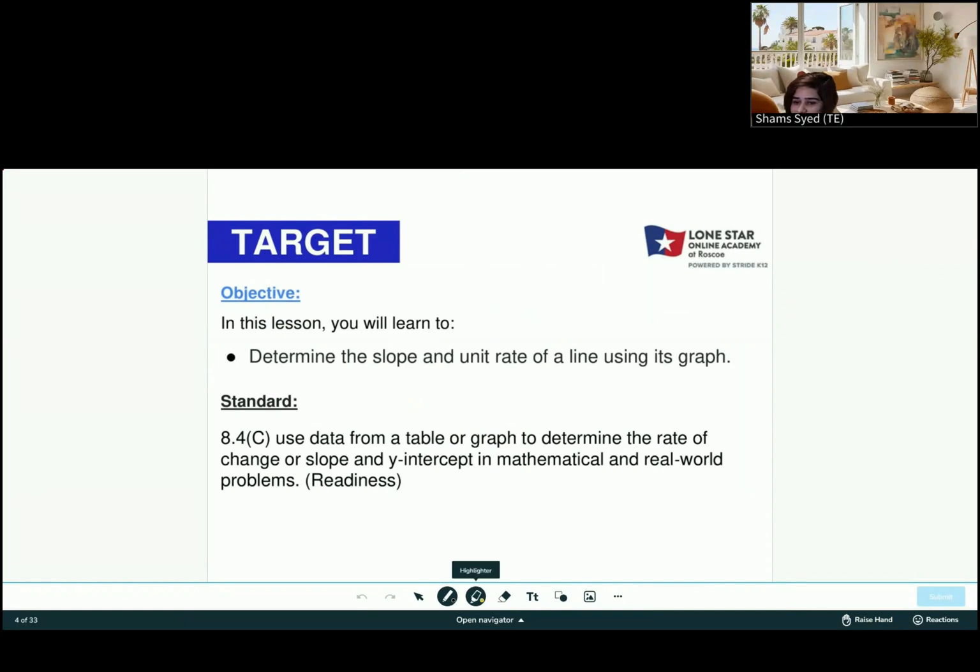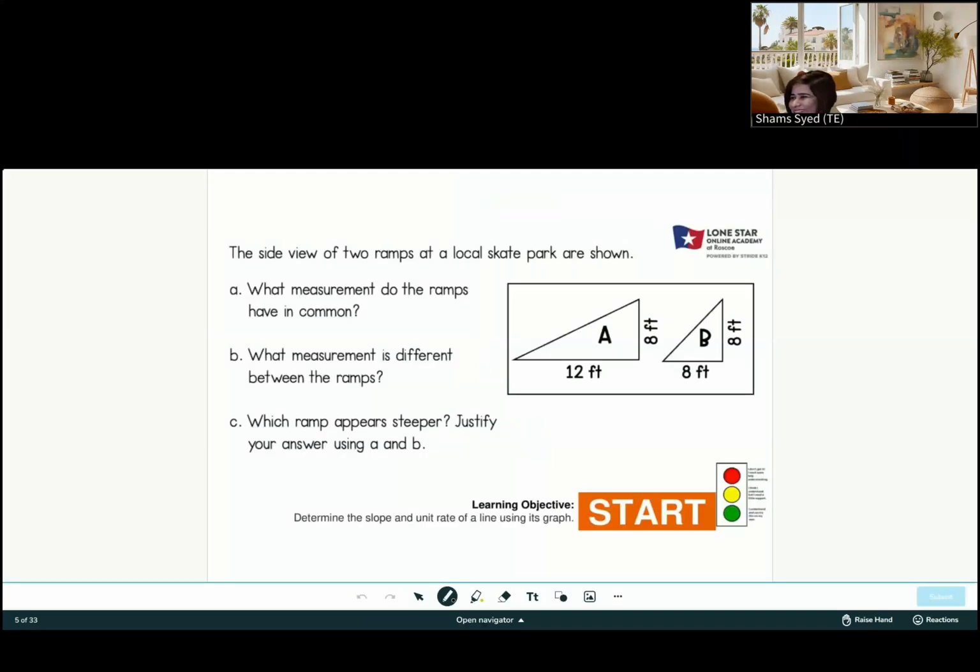What are we learning in this class period? We will determine slope, what we also call unit rate, from graphs, finding slopes from graphs. Let's get started with a discussion question. It's a discussion question over this problem about ramps at a skate park.